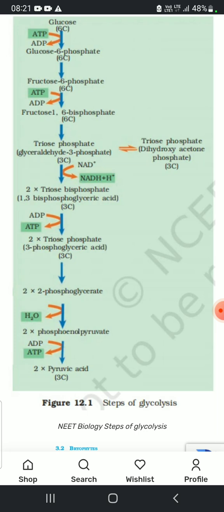It gets converted into 3 phosphoglyceric acid. 3 phosphoglyceric acid gets converted into 2 phosphoglycerate. Then it gets converted into PEP. Then PEP gets converted into pyruvic acid.